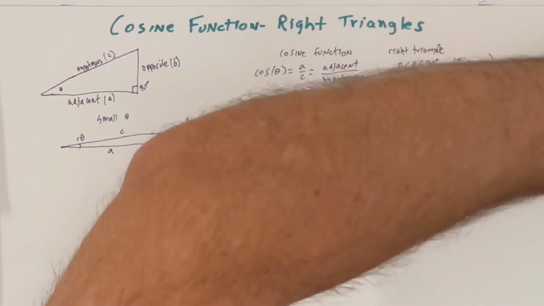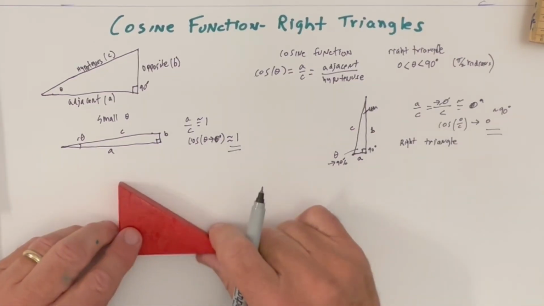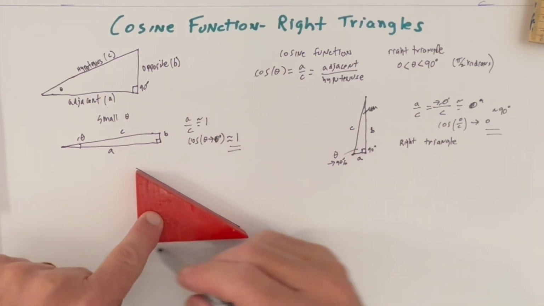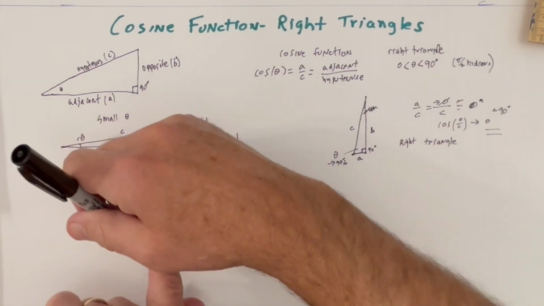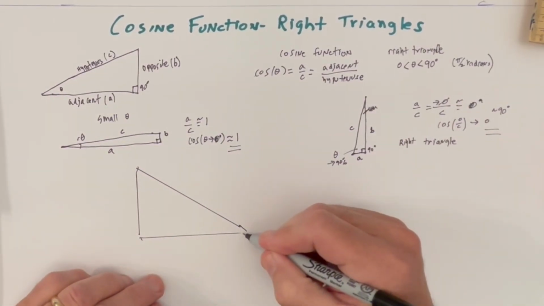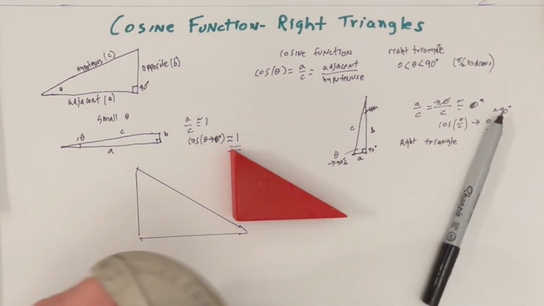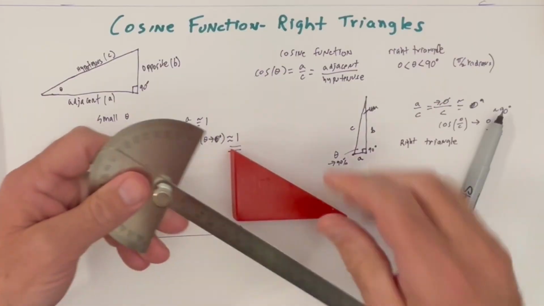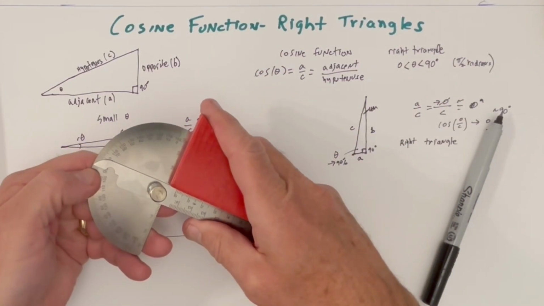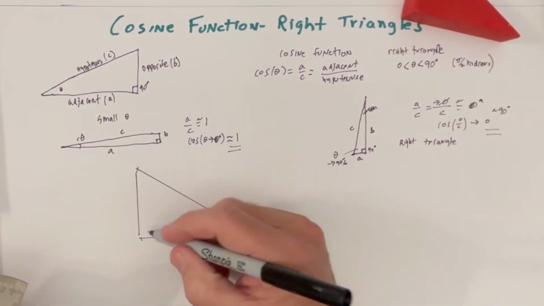Now let's do an example. So here's a nice little right triangle. Extend that out a little bit here. Now, let's verify that that is a 90-degree angle. So we get our protractor. Okay, we are dealing with 90 degrees. The protractor tells us it is 90 degrees. So that is a right angle.